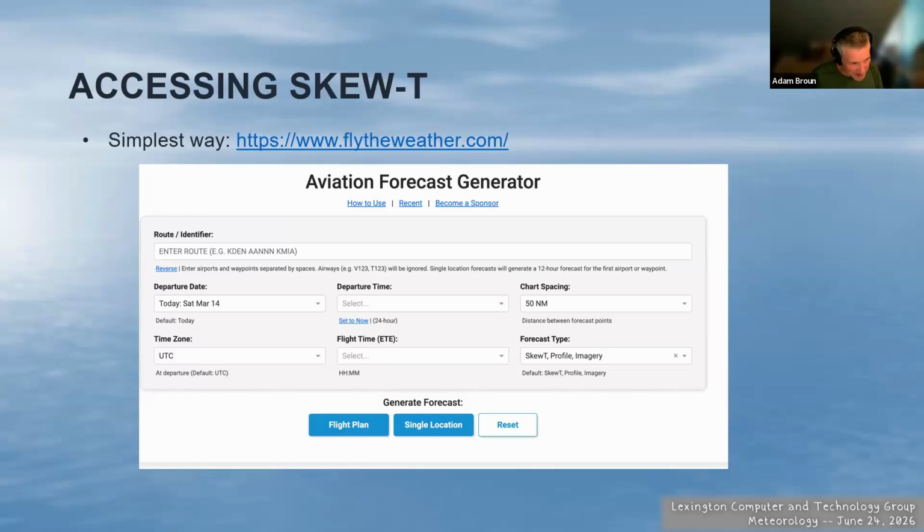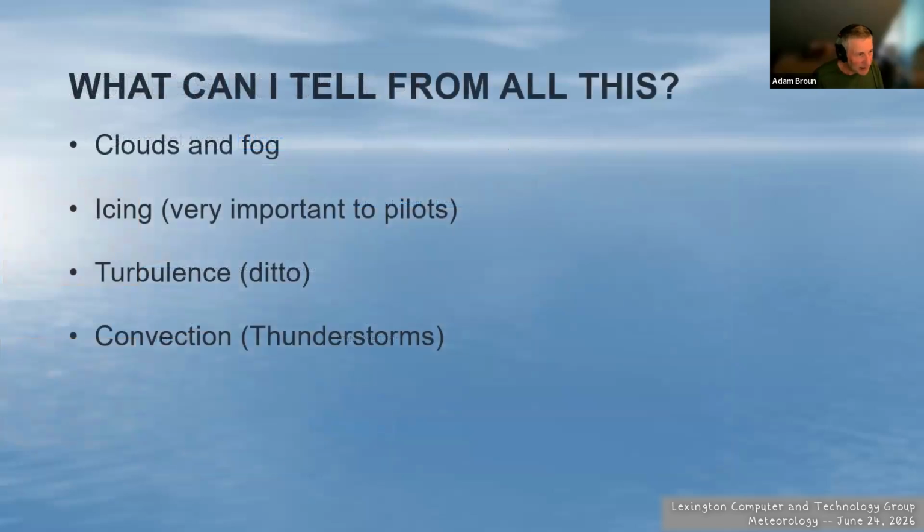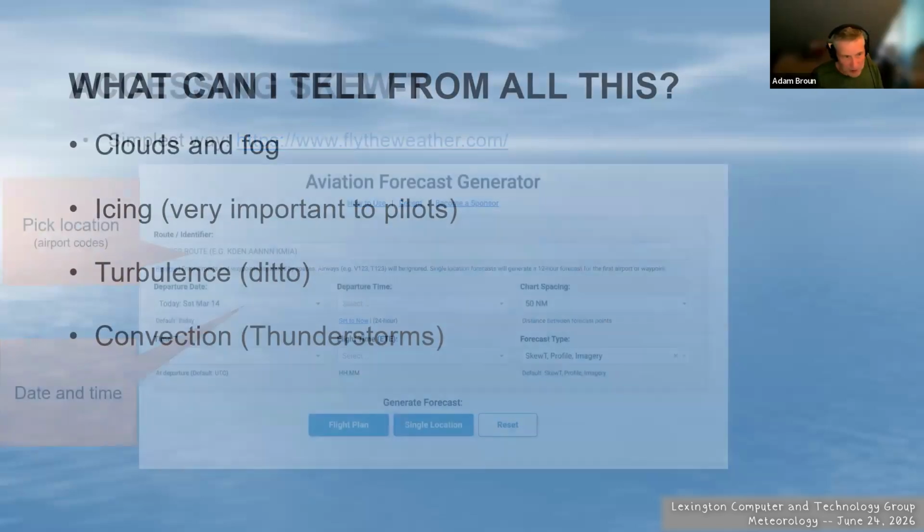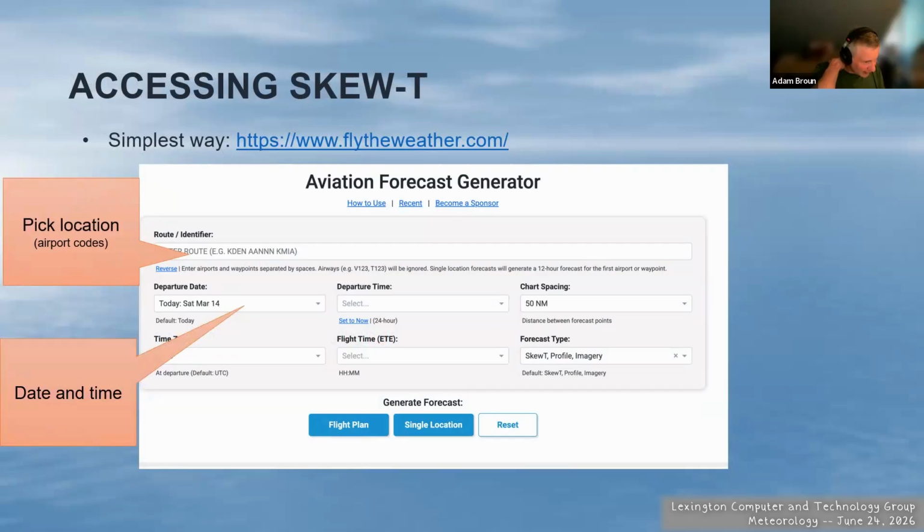There are some private sites that do it. Some of them are free, including this one. It's called flytheweather.com. It allows you to generate your own SKEW-Ts, present or future. And there are some other ones as well that I'll give you the links to later on. To use this, we need to use airport codes because this is a tool for pilots, but it's free. You can put in the date and time, and it will then produce the charts. Most of the charts that you'll see today have been generated using this tool. So that's one way that you can get your own SKEW-Ts.